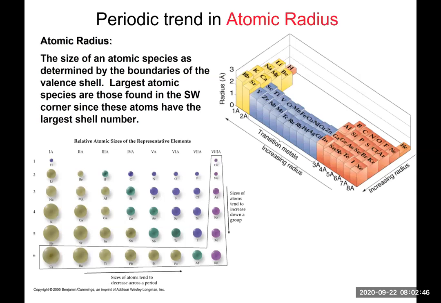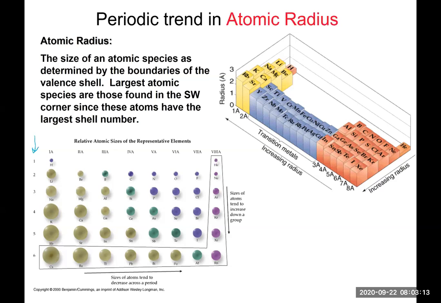Looking at the periodic trend again in atomic radius, we can see these increases from top to bottom, which are associated with the shell number. So we're putting electrons at increasingly larger distances from the nucleus, and each shell is further away, which has the electrons further from the nucleus, and that gives us a larger and larger atomic radius.